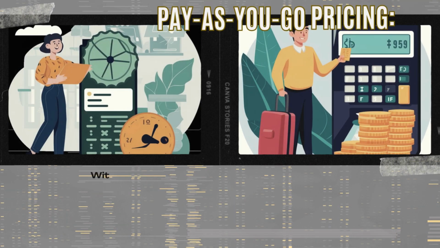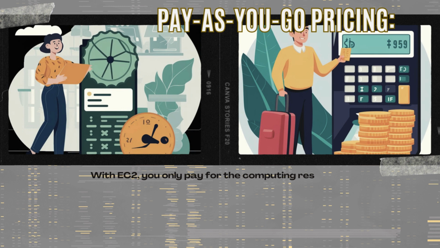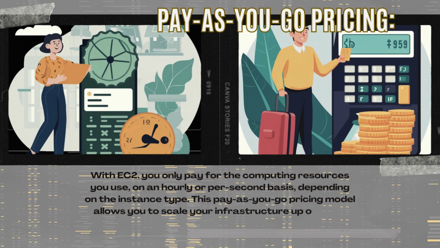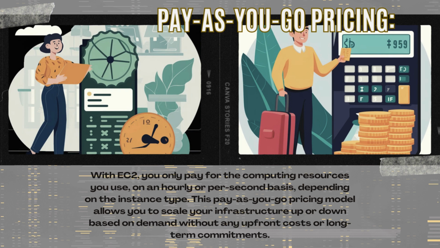With EC2, you only pay for the computing resources you use, on an hourly or per second basis, depending on the instance type. This pay-as-you-go pricing model allows you to scale your infrastructure up or down based on demand without any upfront costs or long-term commitments.